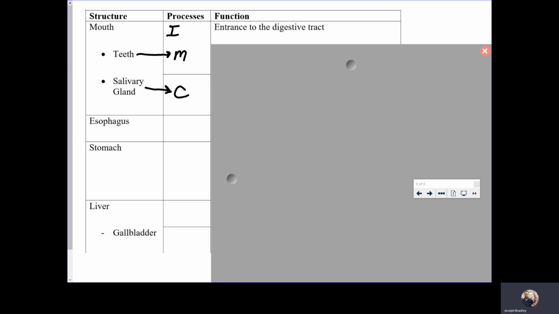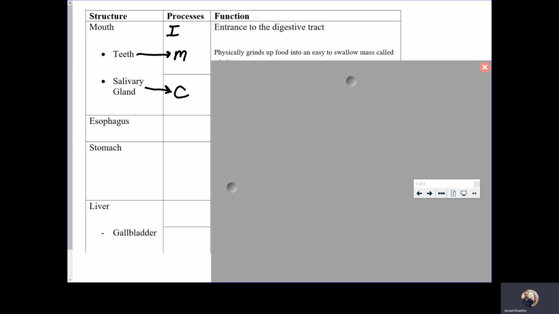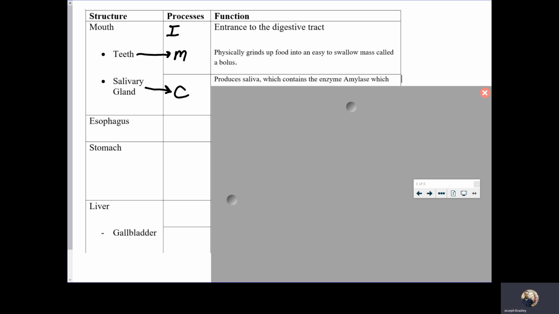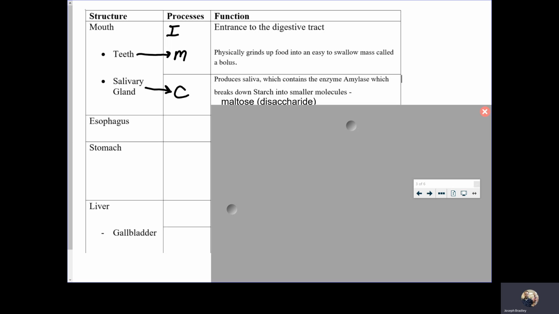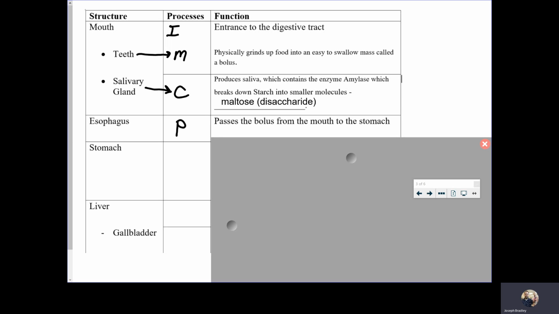So what's happening in the mouth? It's the entrance to the digestive tract, and it's physically grinding up the food into an easy to swallow mass called a bolus. Your salivary gland produces saliva, which contains an enzyme called amylase. We're going to talk about enzymes in much more detail later. But what amylase does is break down starch into smaller molecules, into maltose, or disaccharides. The esophagus is just doing peristalsis, moving food down, so it just passes it down to the stomach.